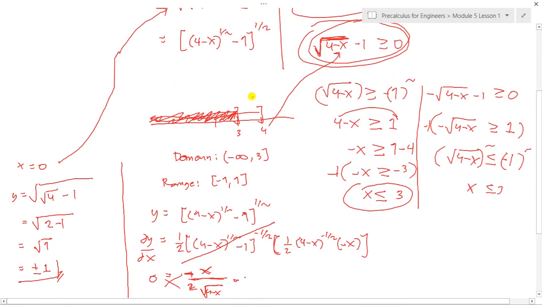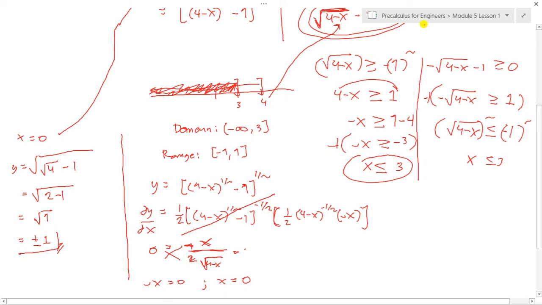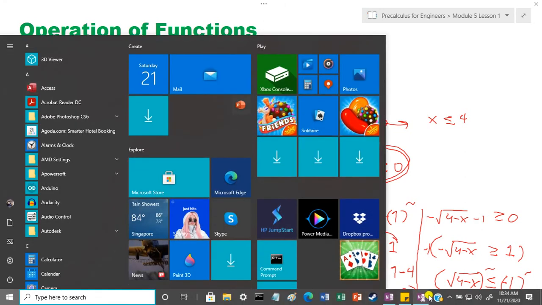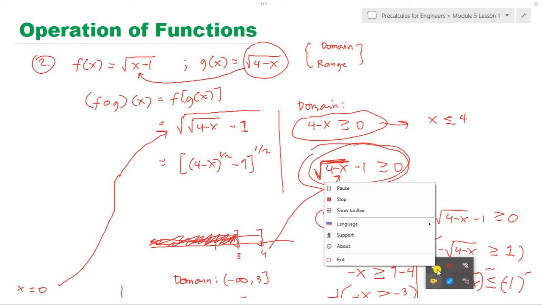So I think this is the same as the division. Okay, let me review our derivative. I think we derived it correctly. Yes, the derivative of the inside is 1/2 of 4 minus x raised to 1/2 times the negative x. So yes, we are correct. So y is at its maximum if our x is equal to 0. So that will be our domain and our range. So I think that would be all for module 5 lesson 1, the last part of operations.